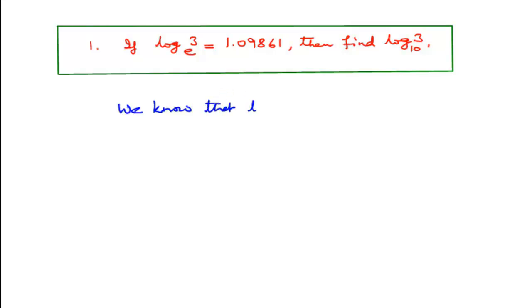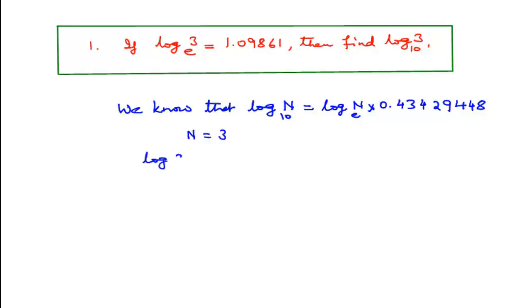the formula is log of n to the base 10 is equal to log of n to the base e into 0.43429448. This is the formula for the conversion of log of n to the base 10 and log of n to the base e. Now here n is equal to 3.